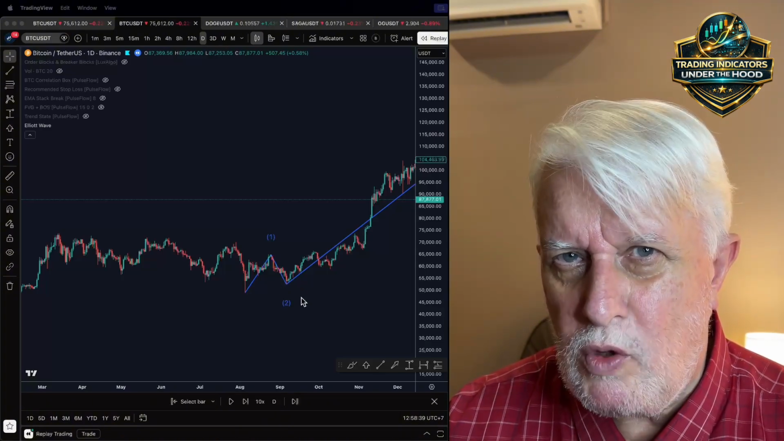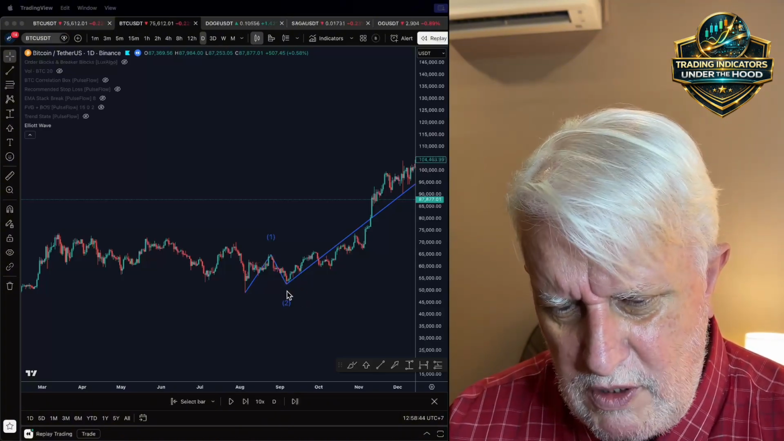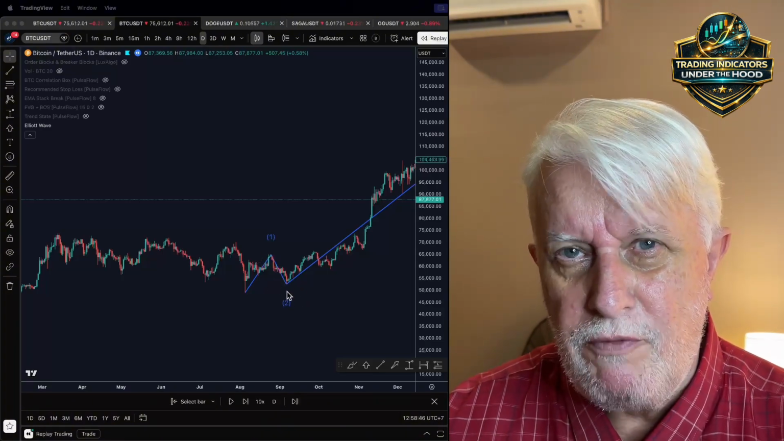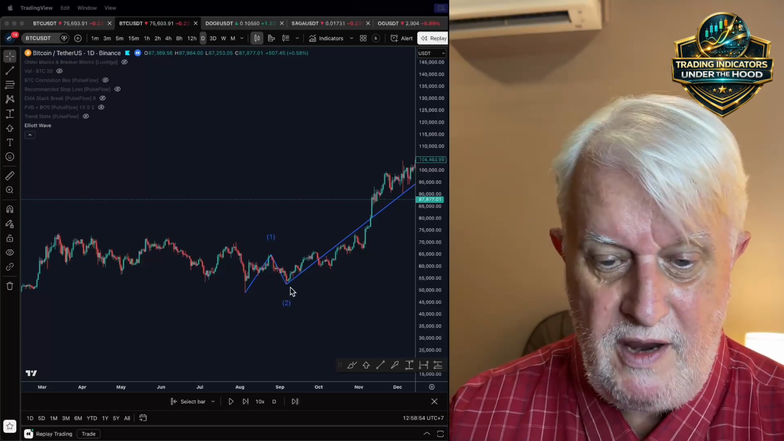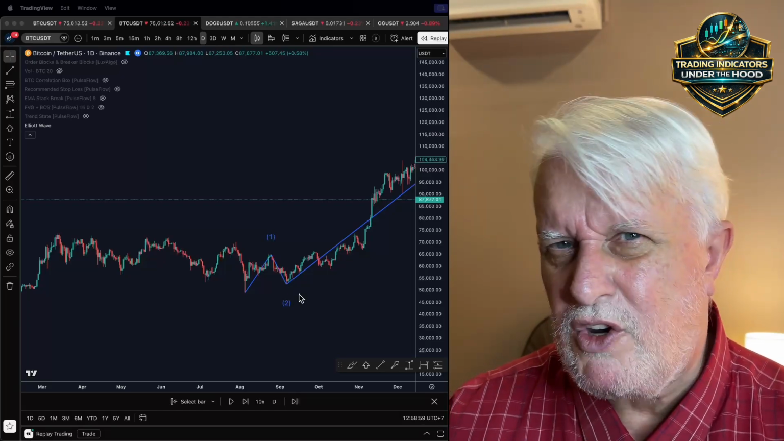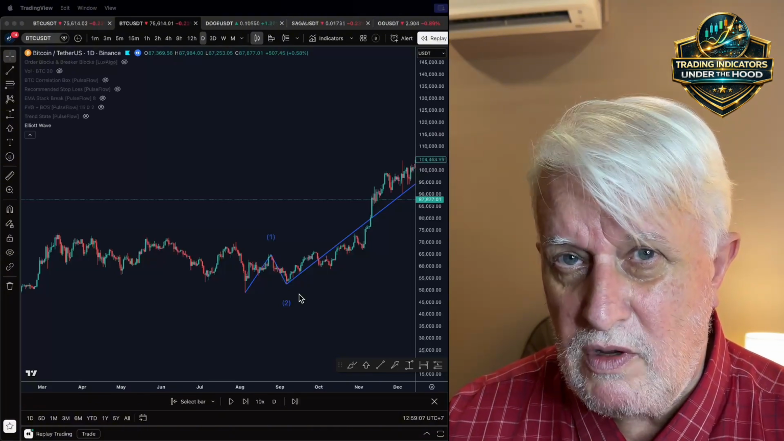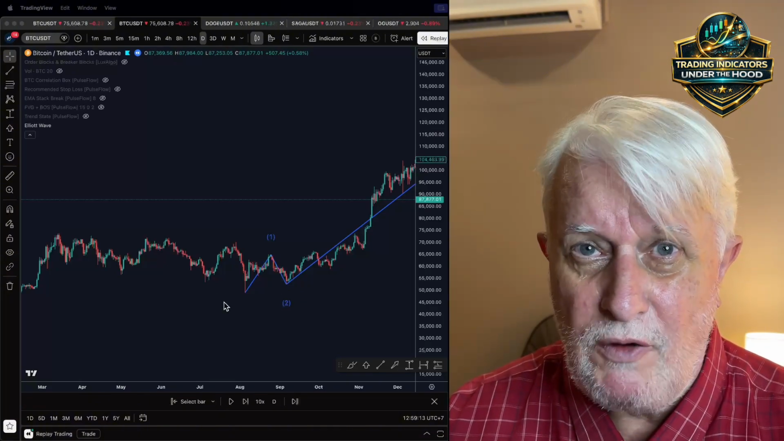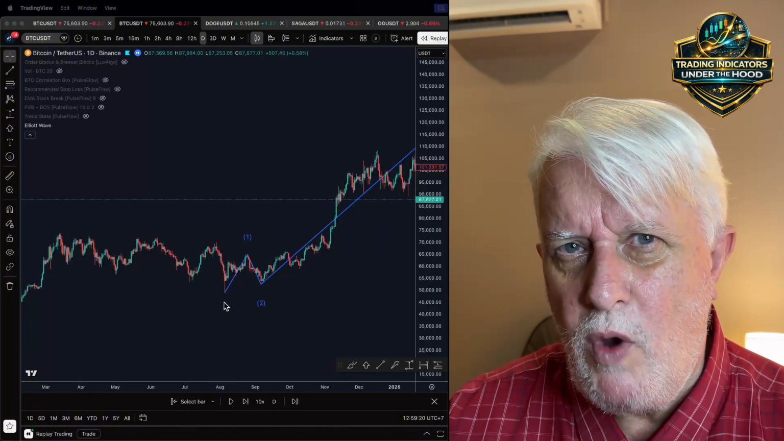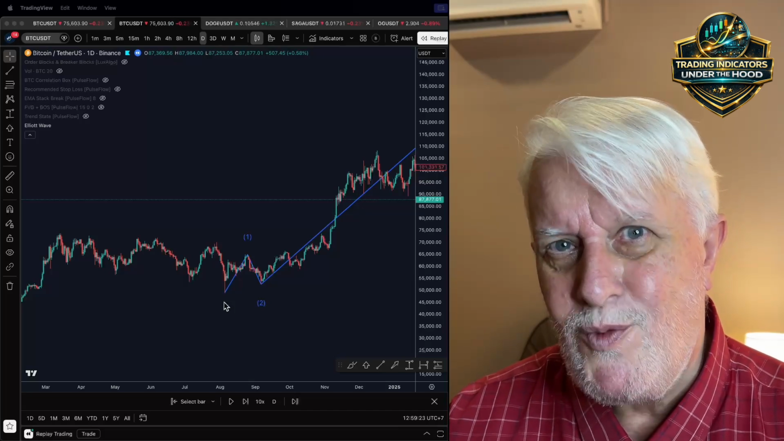But here is the rule. It cannot fully retrace all the way to the bottom of wave 1. If it does, then there is no wave 1. And here is the cruel part. You cannot even label wave 1 or wave 2 until they have both happened and been confirmed. By the time you know where wave 1 started, you're already in wave 3.